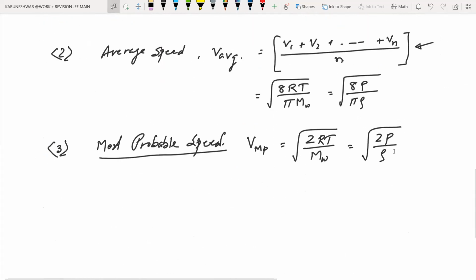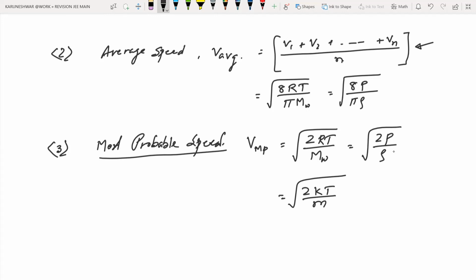So here also you'll have the same relation. But if I want to write in terms of Boltzmann constant, how can I write it? It will be root of 2kT by small m. Small m is the mass of one gaseous molecule. And here also you can write in terms of the Boltzmann constant: RT by M becomes kT by m.